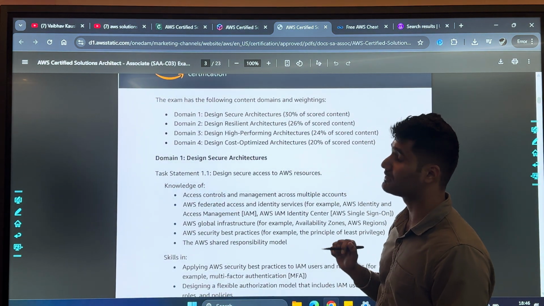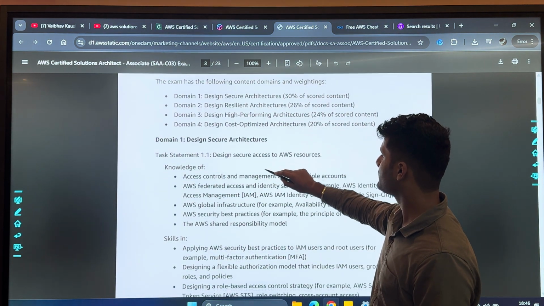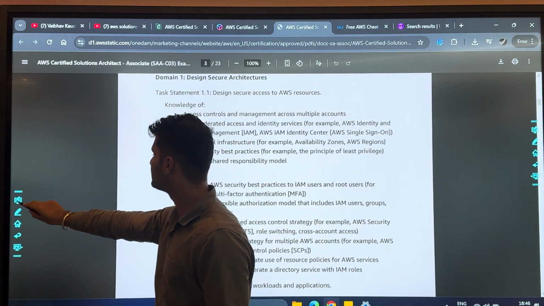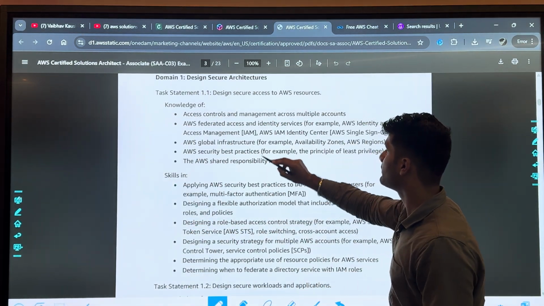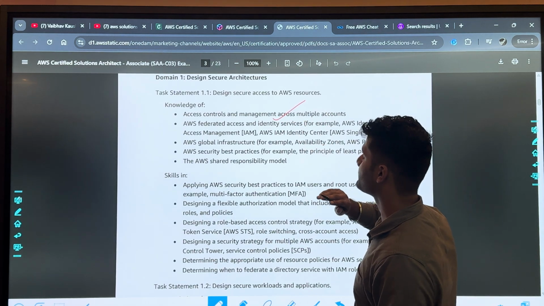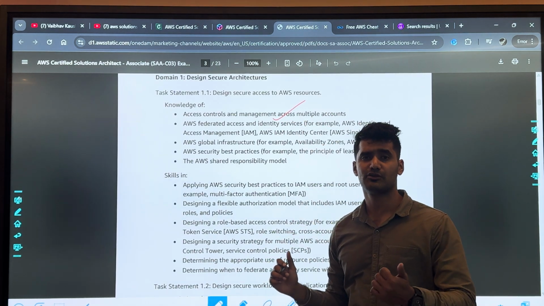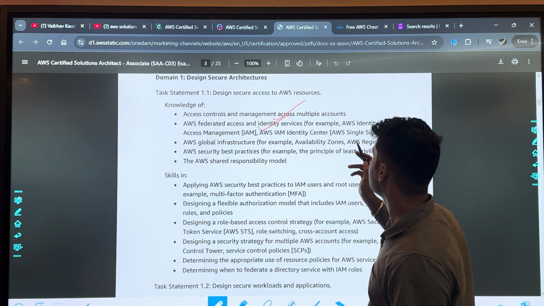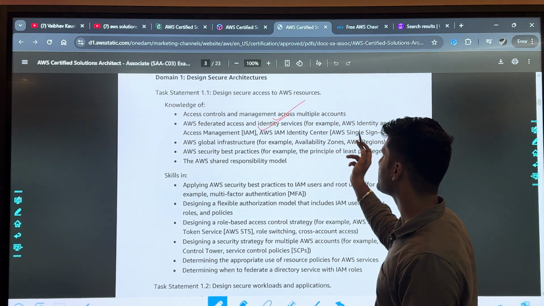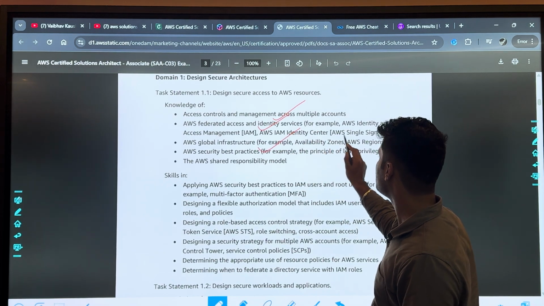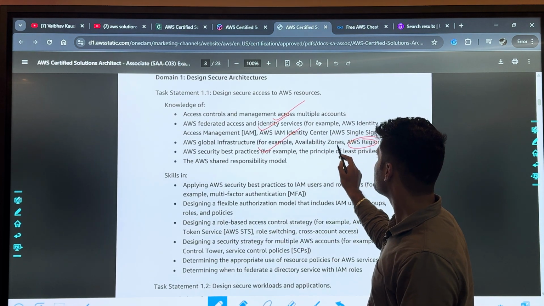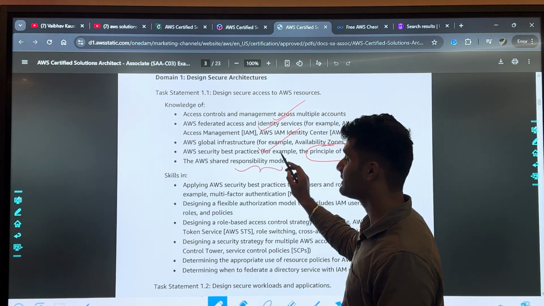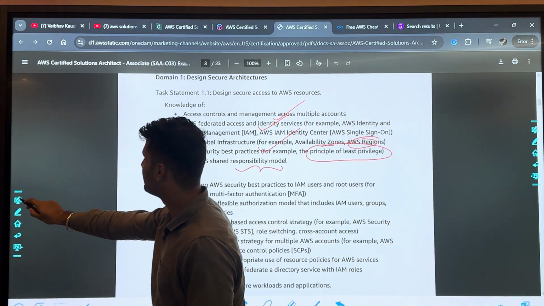content, on the domains. If we see the first domain, which is design secure architecture, right? In this, you have to study controls and management across multiple accounts. If you have multiple accounts, how will you manage them? How will you secure them, right? Then you have to study the identity center, AWS IAM, single sign-on, global infrastructure, availability zones, AWS regions, principle of least privilege. This is very important. Then the shared responsibility model. You will get a lot of questions on this, right?